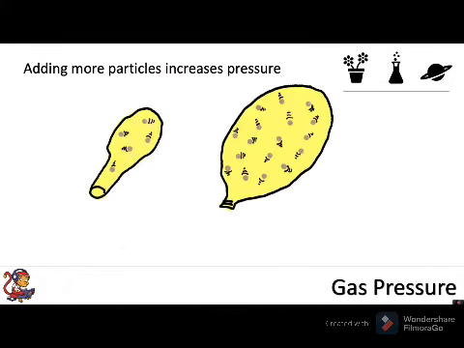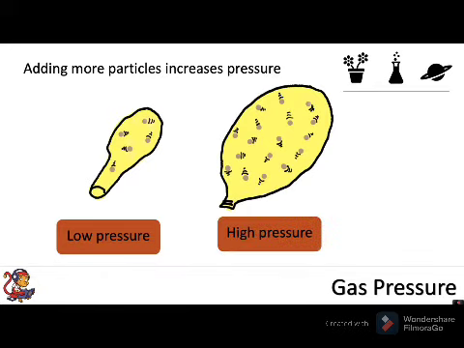Adding more particles increases pressure. So you can start off with the balloon at low pressure, with fewer particles inside, meaning a reduced rate of collisions with the outside wall. If you blow into the balloon, you are adding more particles inside, and therefore there will be an increased frequency of collisions with the walls of the balloon. Hence, you are increasing the pressure. So when you blow up a balloon, you are increasing the pressure inside the balloon.